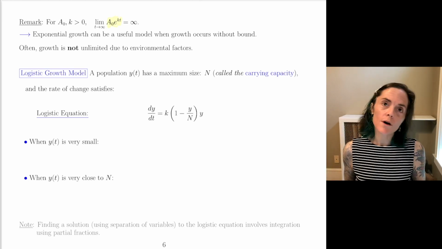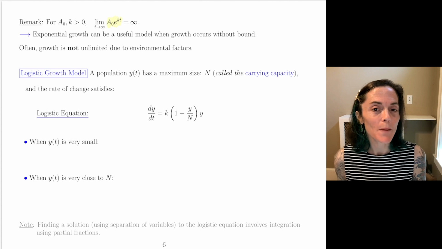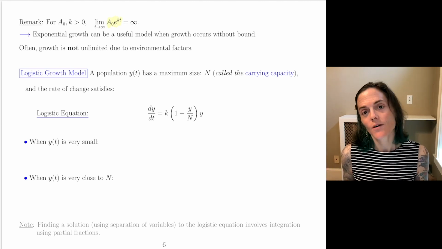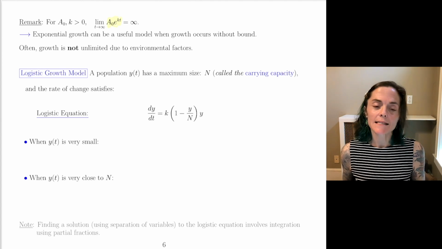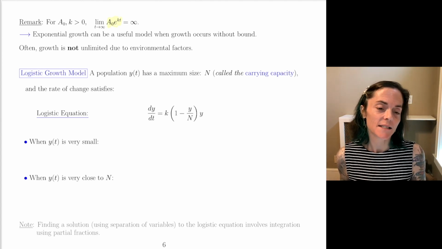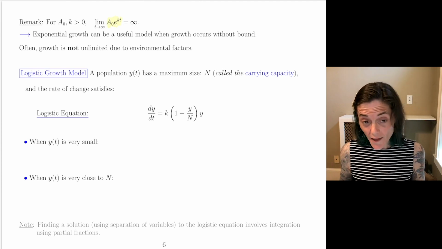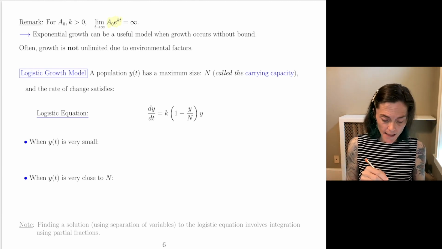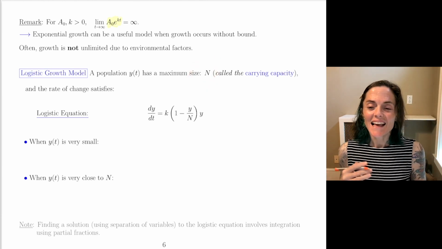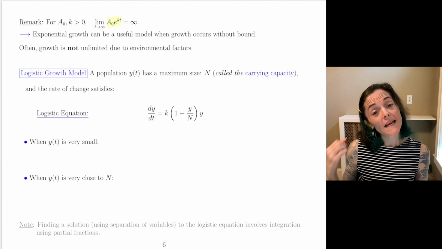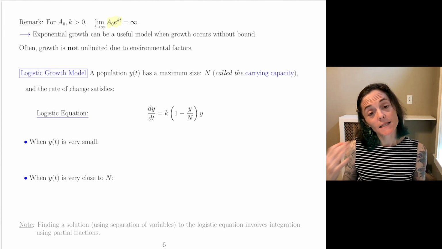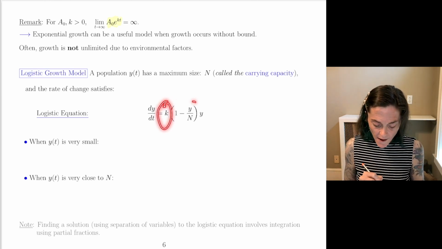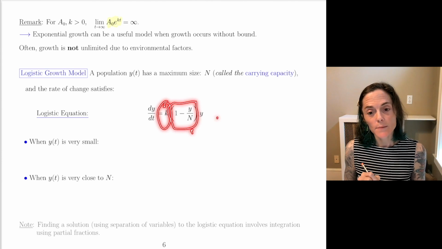Now, this is great for, say, one-time deposit into a bank account and interest. But often, population growth cannot be unbounded. It's limited by environmental factors. So this other model, logistic growth model, a population has some maximum size, capital N. It's called the carrying capacity. And the rate of change satisfies this logistic equation. We have some constant k. We have 1 minus y over N times y.